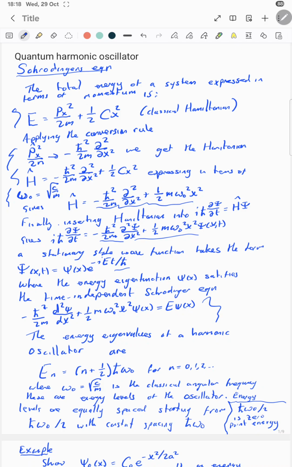The energy eigenfunctions of a harmonic oscillator are given here, where once again our frequency is root c over m, and this is the classical angular frequency, which gives the energy levels of the oscillator. Energy levels are equally spaced, starting from h bar omega 0 over 2 with constant spacing of h bar omega 0, and h bar omega 0 over 2 is called the zero point energy.